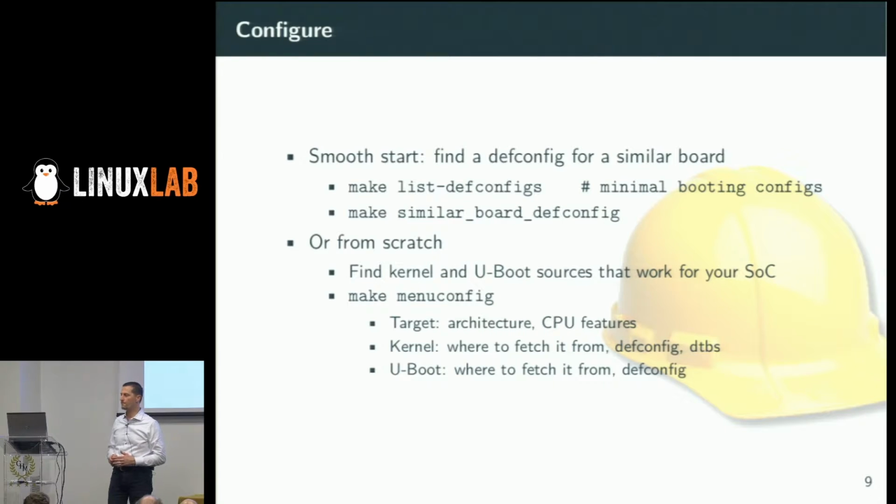Or if you want to start from scratch, either for learning or because there is really no board similar to yours in Buildroot, then you at least need to have a working kernel, a working bootloader, and know which kind of architecture your chip is. And so you enter the configuration menu of Buildroot and tell it which CPU you have, which variant, and where to download the kernel from, which defconfig to use, which device tree, and the same for U-Boot, and that's it. So it's basically just, you need the components.